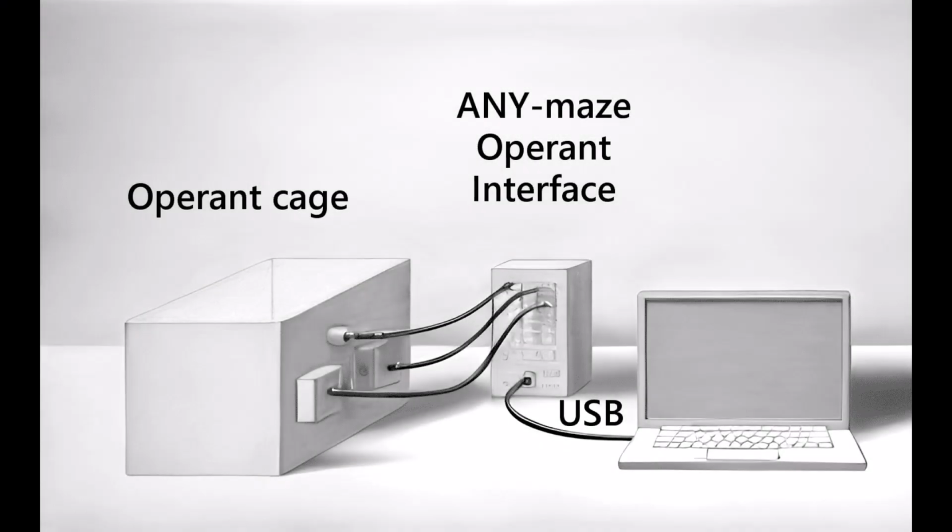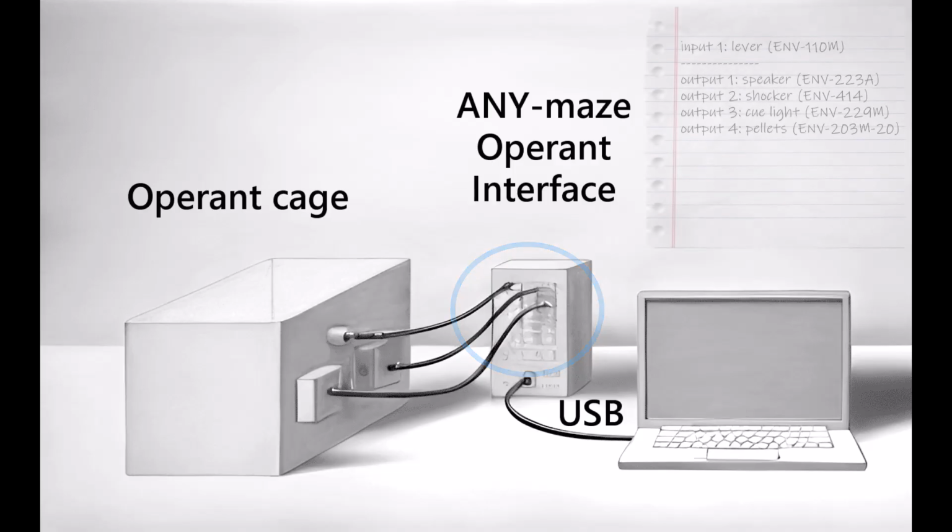When you first receive your operant interfaces, start by installing them into your operant cabinets. Plug in each component, such as levers, lights, etc., into the input and output ports. As you do this, I recommend making a list of what's connected to each numbered port. This will make things much easier when you go to configure the interfaces later on.